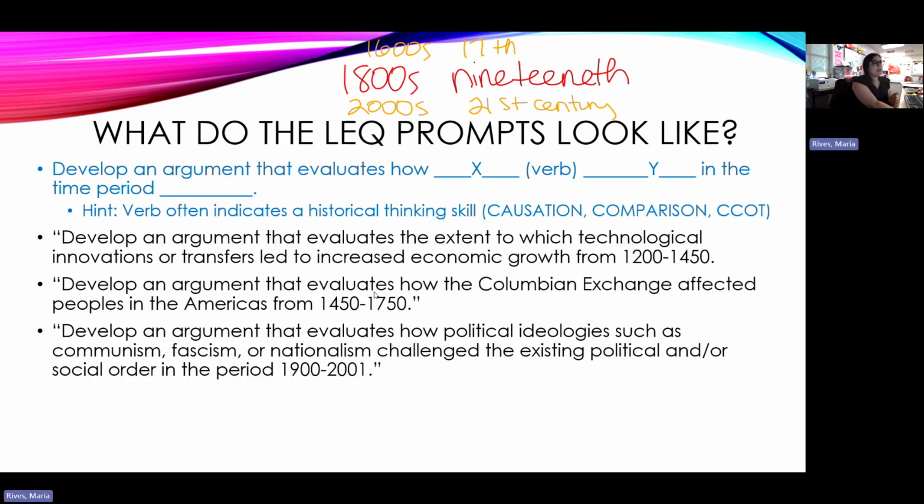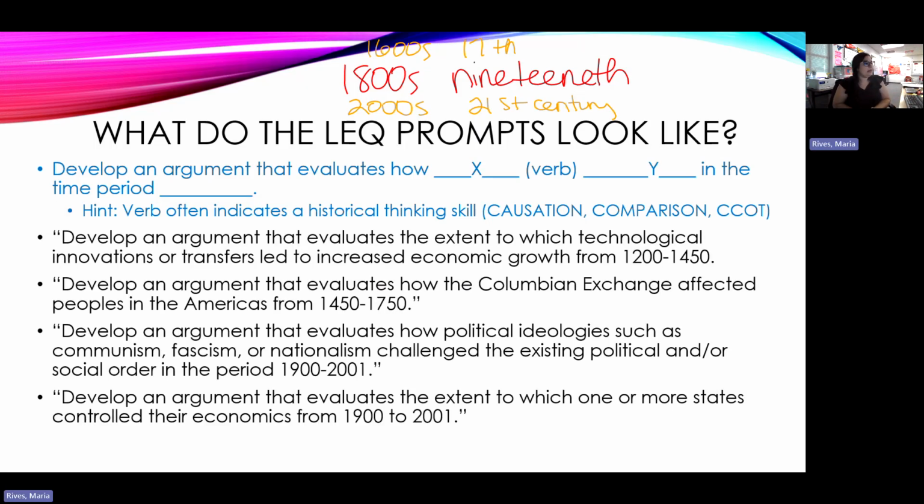Okay, so here are some examples of LEQ prompts. Develop an argument that evaluates the extent to which technological innovations or transfers led to increased economic growth from 1200 to 1450. Develop an argument that evaluates how the Columbian Exchange affected people in the Americas in the time period.